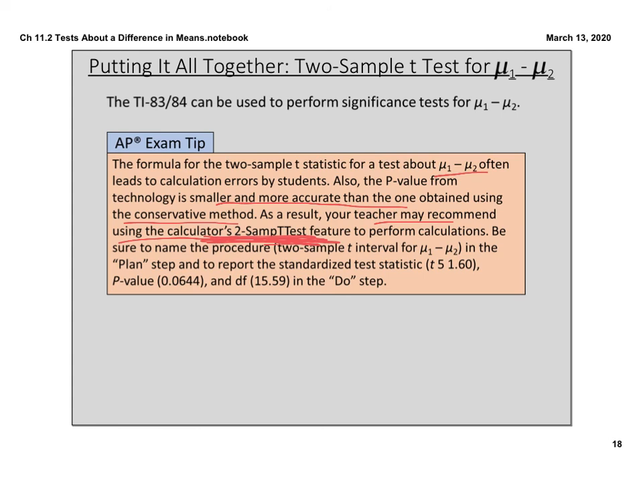To perform the calculations, be sure to name the test. Be sure to report the test statistic. Be sure to report the p-value, and be sure to report the degrees of freedom. So if you are going to use technology, you need to still list all of those things. Using technology is great, but you have to tell the test reader what you actually put into your calculator. That's a huge important thing.